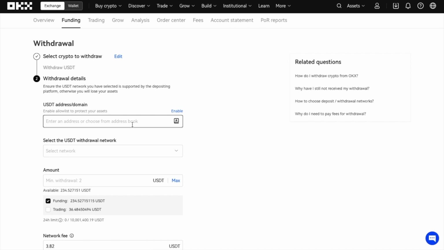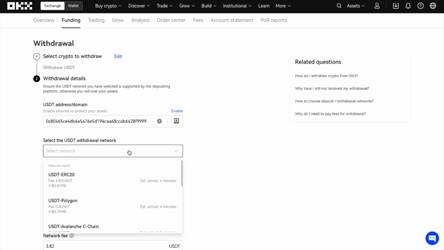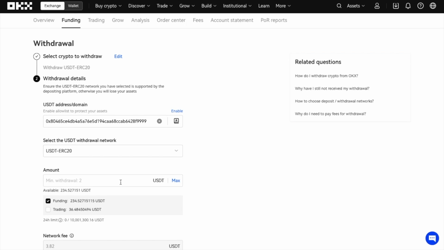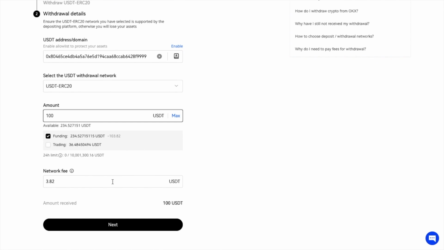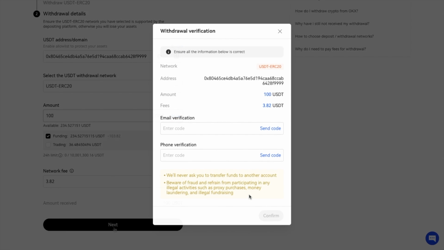You then need to copy your receive address from over on your hardware wallet or wherever you're withdrawing your crypto to, and then paste that into the USDT address. Or you can scan the QR code. Then choose the network, just making sure that it is the same as the address that you're sending to. Enter an amount, and you'll see the network fee for sending the transaction, how much you'll receive, and then you can submit your withdrawal by choosing Next. I'm not going to go ahead with this, but the crypto would then withdraw to the destination that you've entered.